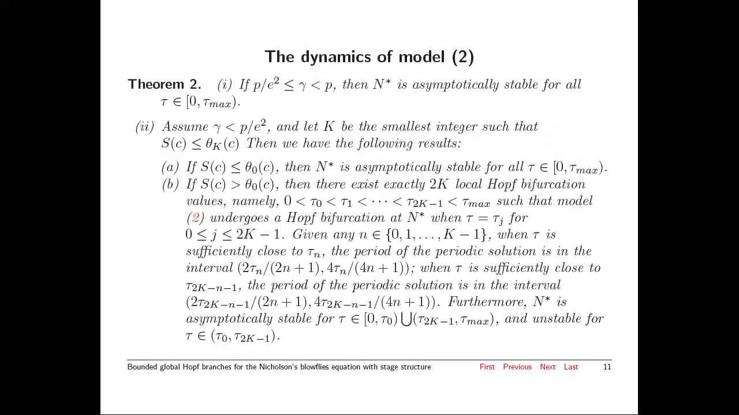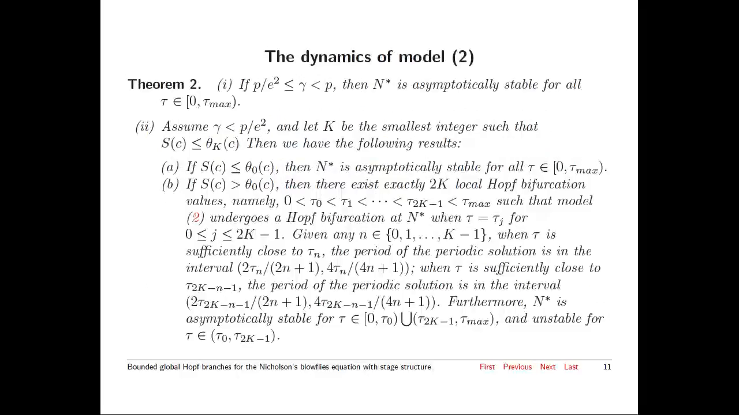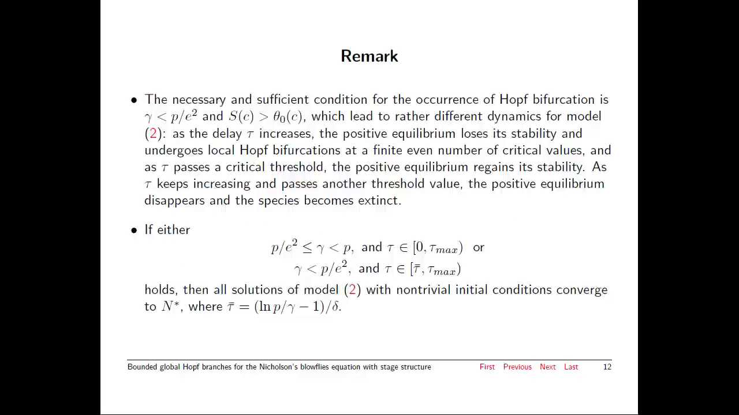It means in the first case N star is globally asymptotically stable, and in the second case we can find there is some tau bar less than tau max, and here tau bar should be larger than the largest bifurcation value tau 2k minus 1. And here this is our first result on the property of the local Hopf bifurcation. And next we deal with the property of global Hopf bifurcation.